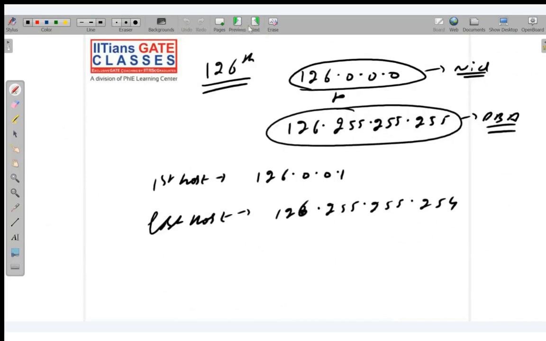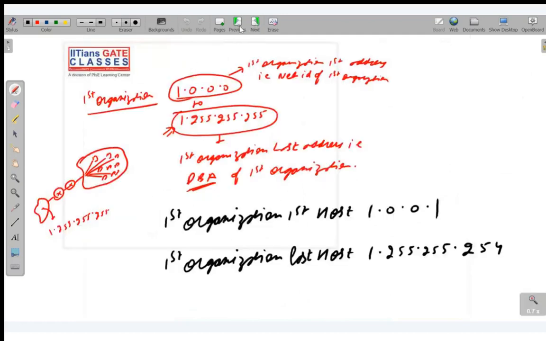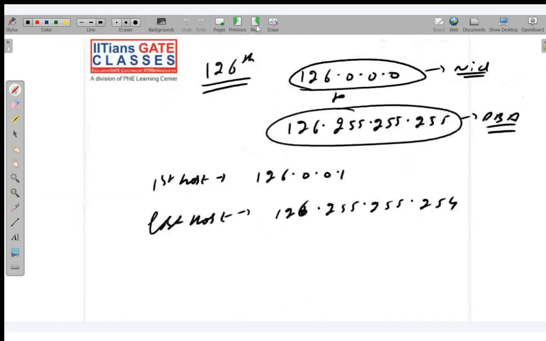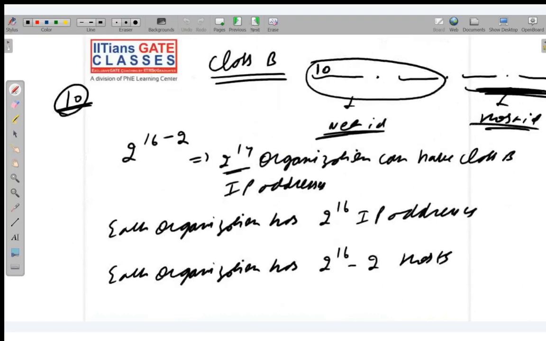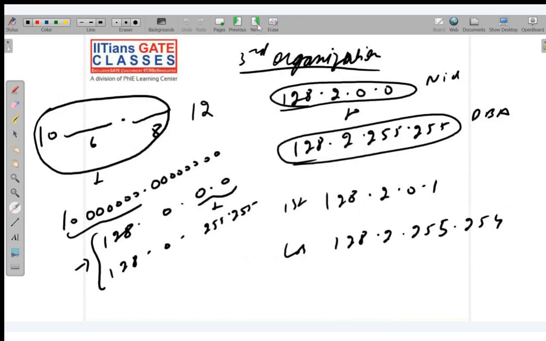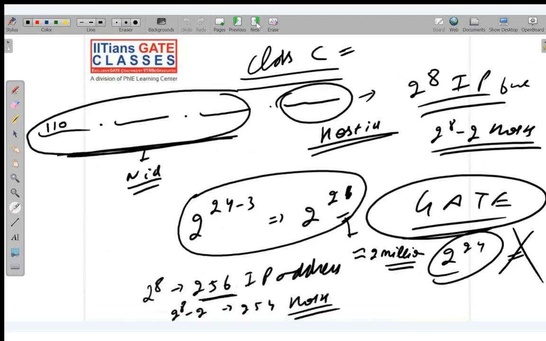And for the total number, let me check that out. Where was the class B? For class B, 2 power 14 organizations can have class B IP addresses, and each organization has 2 power 16 IP addresses, and each organization has 2 power 16 minus 2 host. And for class C, each organization will have 2 power 8 IP addresses and 2 power 8 minus 2 host.